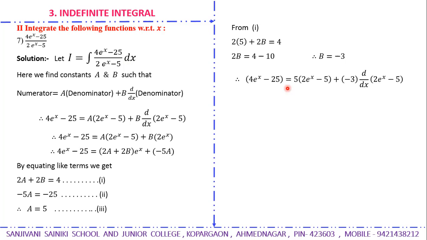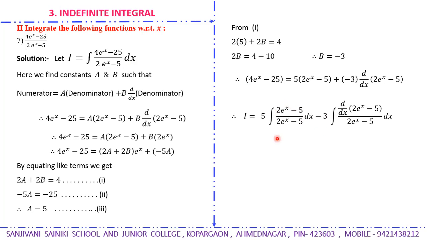So in this way you can express the numerator as 5 times (2 e raised to x minus 5) plus minus 3 times d by dx of (2 e raised to x minus 5). So put the values of a and b in this equation. In this way we have expressed the numerator. Now what will we do? We will replace the numerator in the given integral by this term. Then we will divide by 2 e raised to x minus 5 separately and we will get this term.